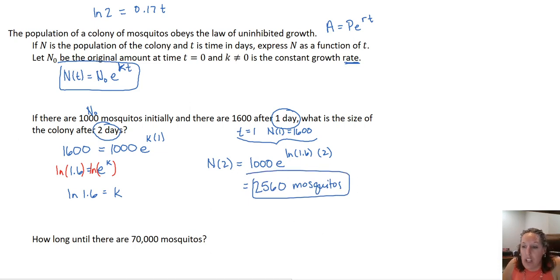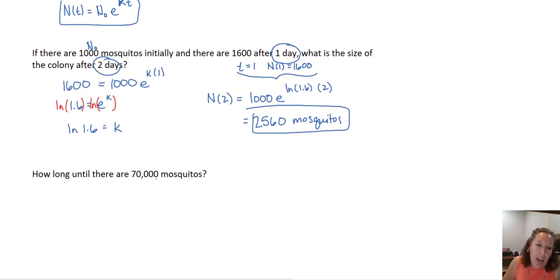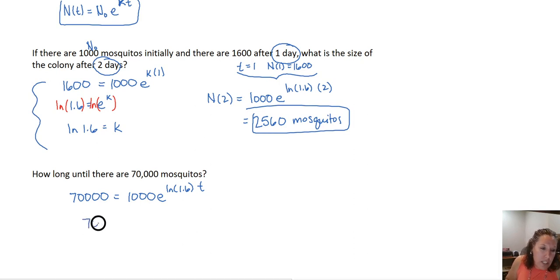All right, how long until there are 70,000 mosquitoes? So 70,000 mosquitoes now is going to be our number of mosquitoes. That's what's going to go on the left-hand side. We start with 1,000 mosquitoes. Our k value is still the natural log of 1.6, and now we're solving for t. So again, the first step, this is going to be just like what we did in the first part of this previous example. We want to divide by 1,000 first, and so that's going to be 70 equals e to the natural log of 1.6 times t.